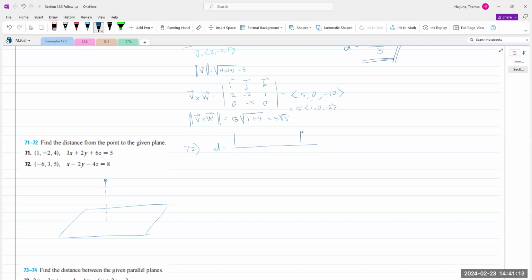equation by the coordinate: -6 minus 2 times 3 minus 4 times 5 minus 8. Notice that I replace xyz with -6, 3, 5, which is the coordinate not on that plane. I modified the equation to set it equal to 0, so I subtract 8 on both sides, divided by the magnitude of the vector normal to that plane.